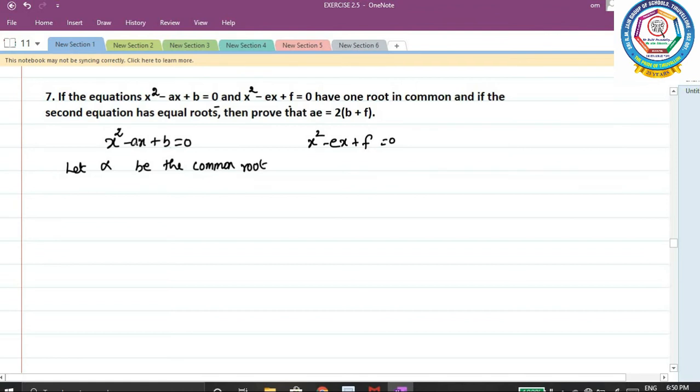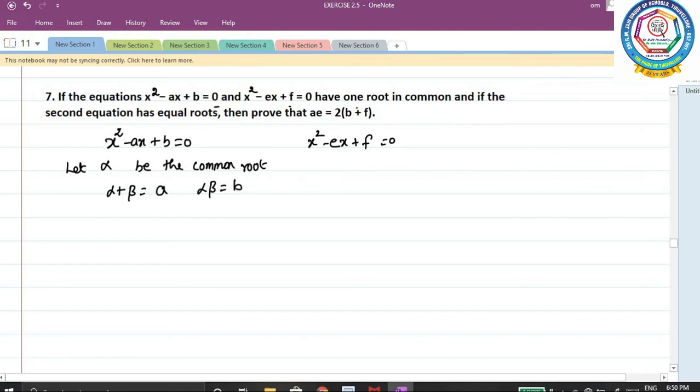From this equation, we have to find the sum of roots and the product of roots. That is alpha plus beta is equal to, we know, minus b by a. Here minus of minus plus a. Then alpha beta, that is the product of roots, is c by a. Here c is b.